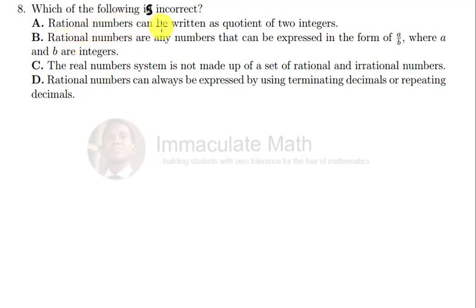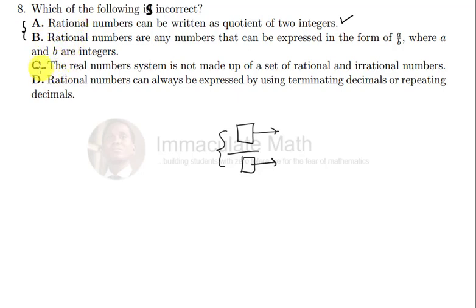So they said irrational numbers are numbers that can be written as a quotient of two integers. Of course that is right, a quotient of two integers. In fact, let's look at option B. They said rational numbers are any numbers that can be expressed in the form of A over B, where A and B are integers. Very similar to the first option. Quotient means something divided by something. So they are saying that the numerator and the denominator are a set of integers, which is still the same thing. Options A and B to me are still the same thing.